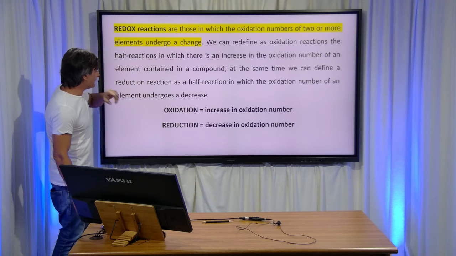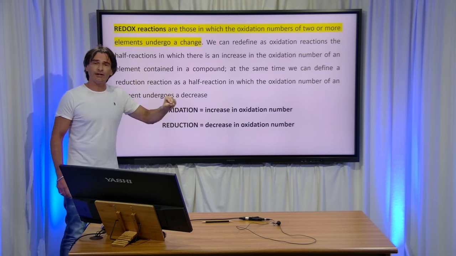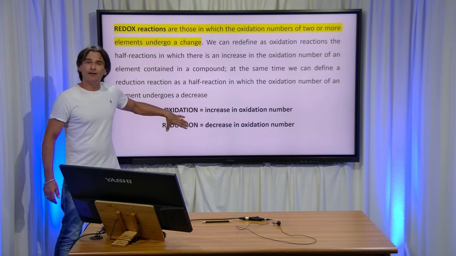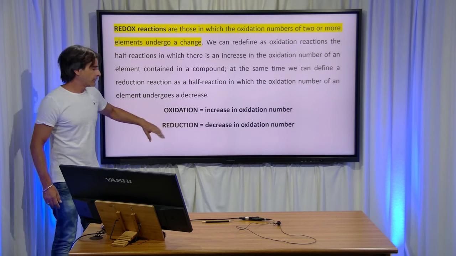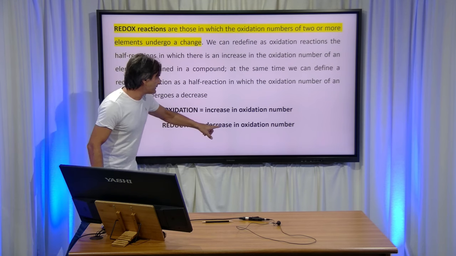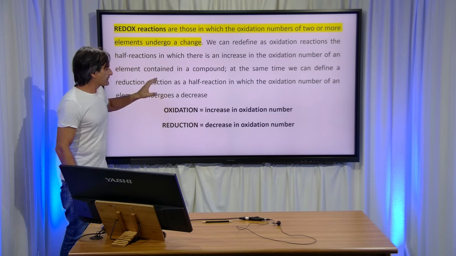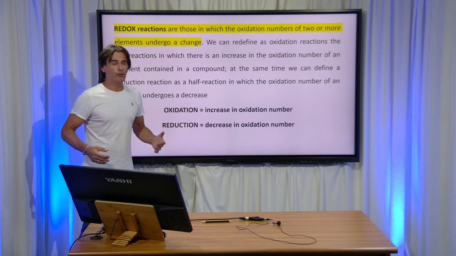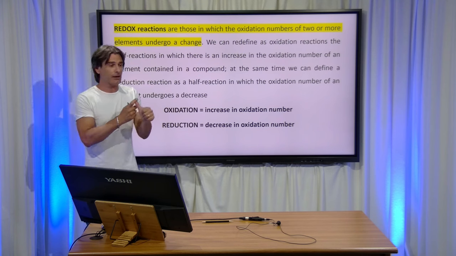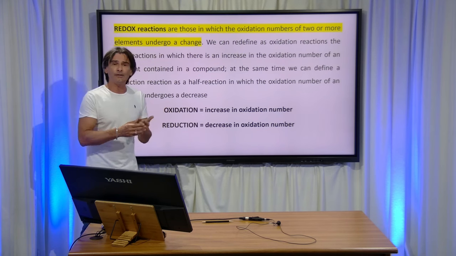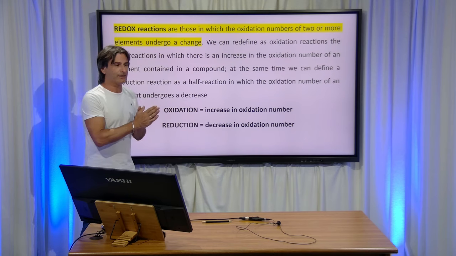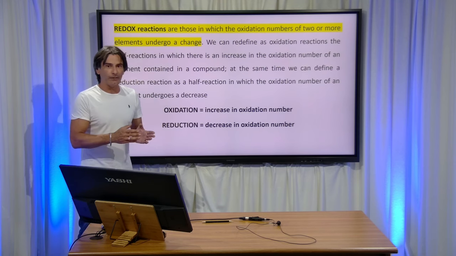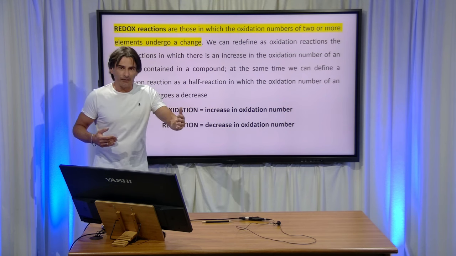If we recognize that the oxidation number of an element decreases, we can say that this element is undergoing a reduction. Reduction equals decrease in oxidation number. So, setting the oxidation number of all the elements of a reaction allows us to recognize if this reaction is a redox and to find out what is the element that is reduced in the reaction. So the element that is reduced is the oxidizing agent.